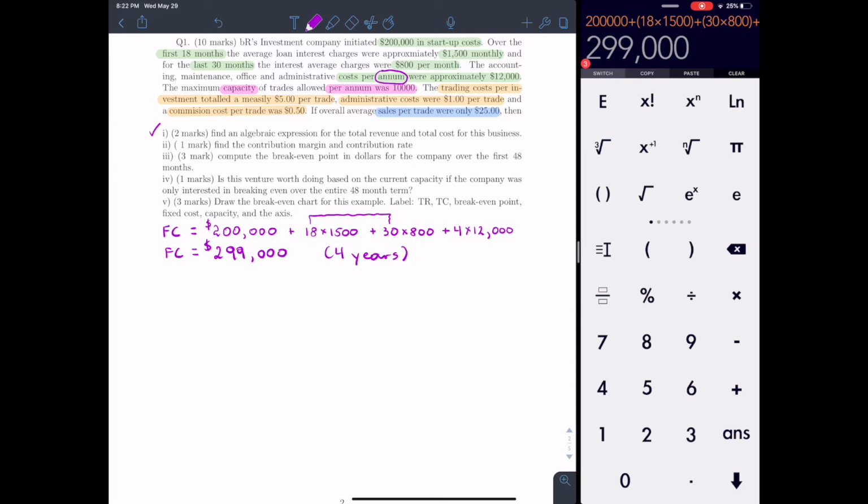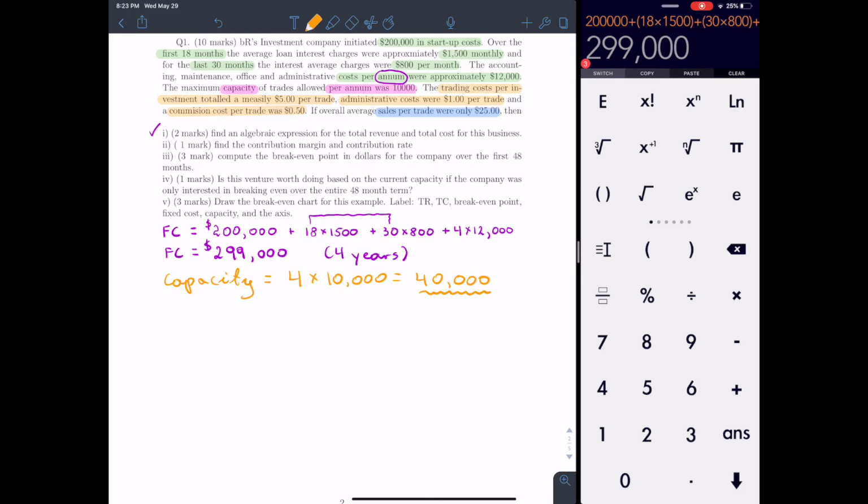Now, if I go back, I know that my capacity that I have is 10,000, but again, it's per annum, it's per year. So my total capacity that I have is 40,000.